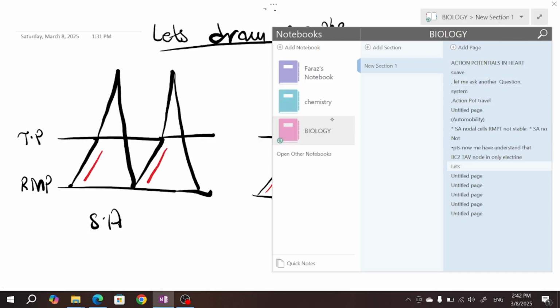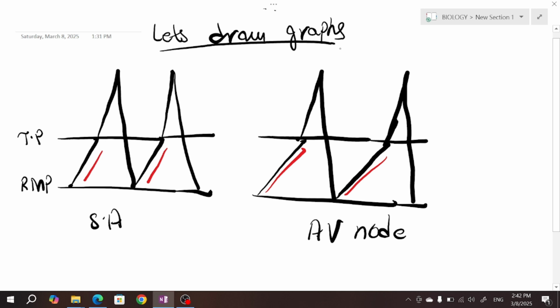Okay, so now let's draw some graphs. Up to now we have understood what the fibrous skeleton of the heart is and its property, which is insulation. So how do action potentials travel from the atria to the ventricles through the AV node? The AV node is only the electrical window present at the junction of the atria and the ventricles. Now let's draw the graphs of the SA node and AV node.